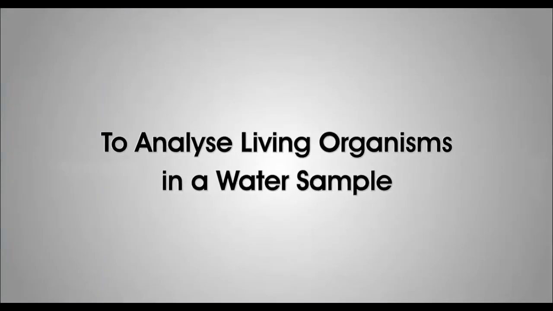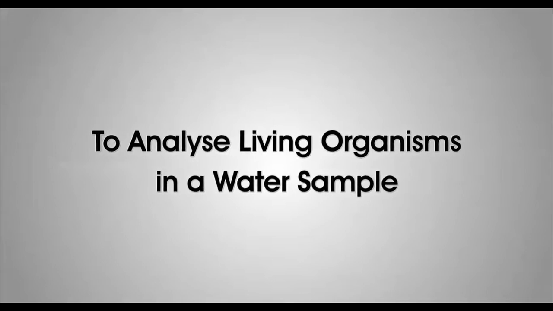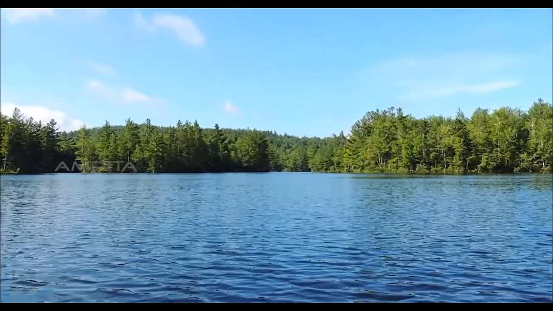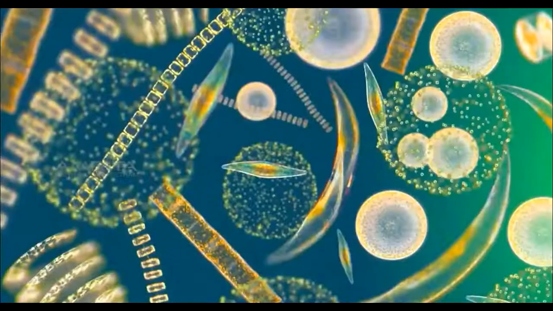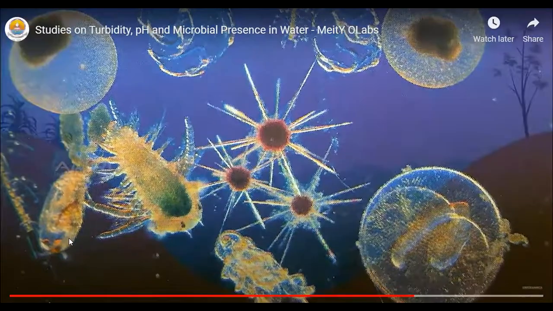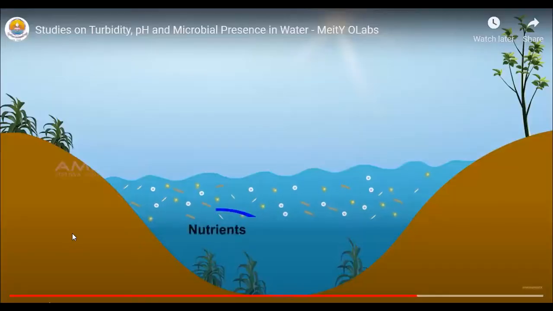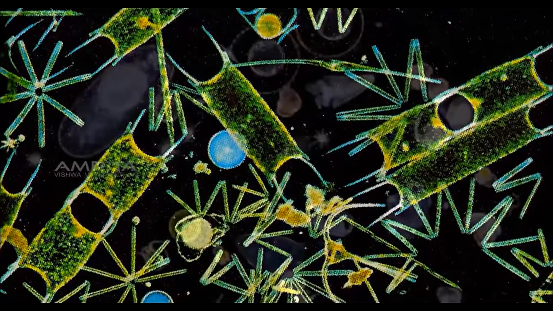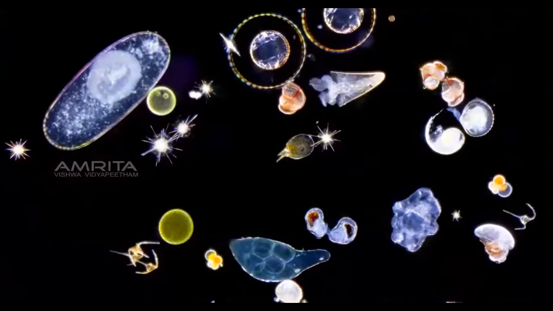To analyze living organisms in a water sample: a productive water body has high nutrient concentrations and has a very high density of phytoplankton per unit area. These water bodies have high amounts of nutrients and dissolved oxygen and bear a large number of organisms at different trophic levels. You will observe these kinds of living organisms in the water sample with the help of a microscope.